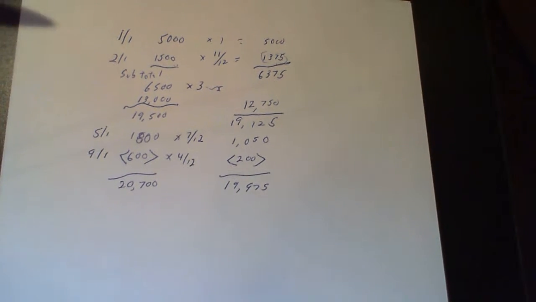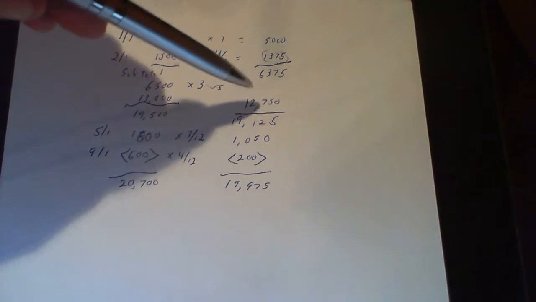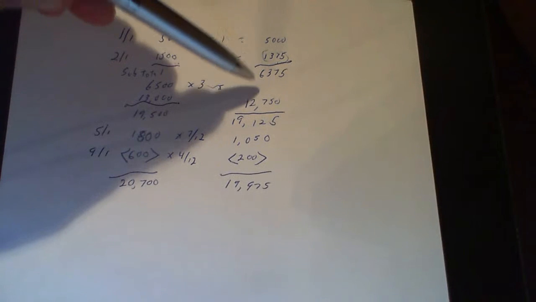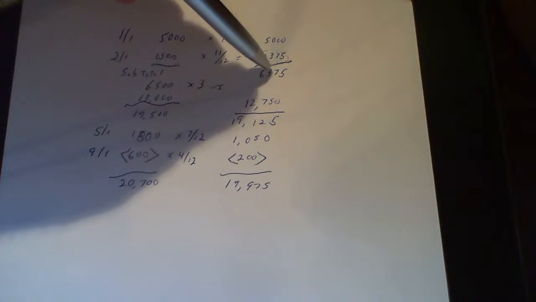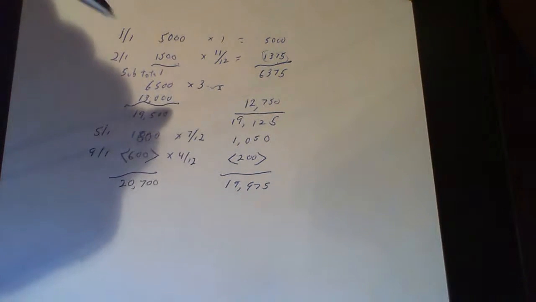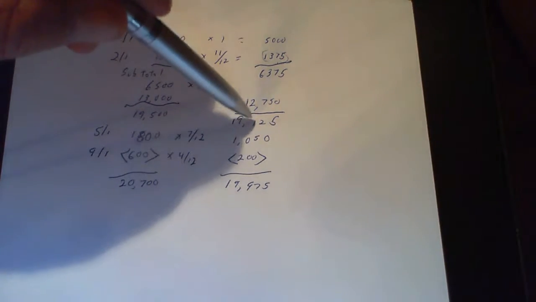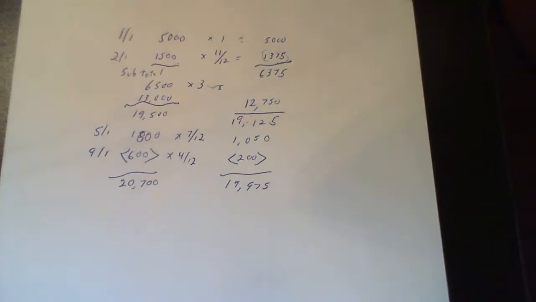Now the hard part is this retroactive here, because you don't just flat multiply everything. Well, you multiply the subtotal times 3 in order to get your new subtotal here. So anyway, that's how you work exercise 20-7.